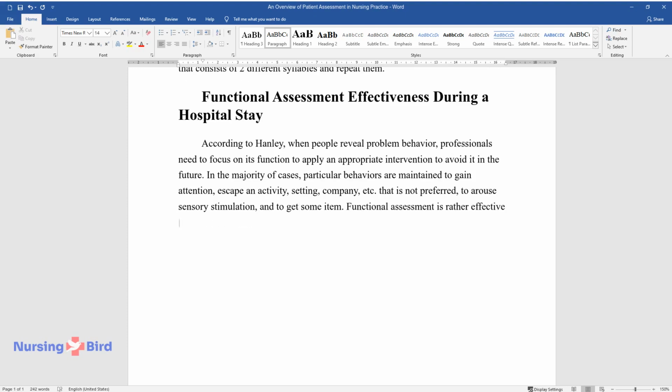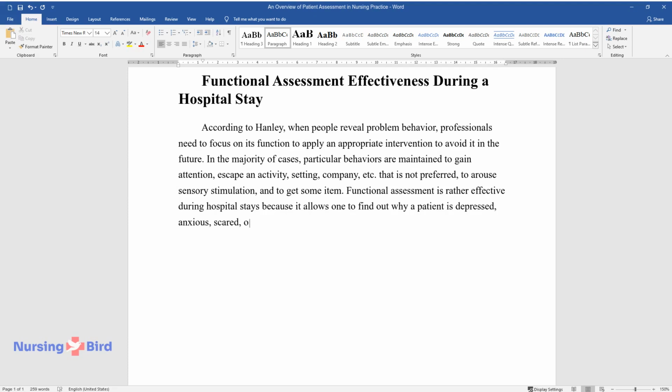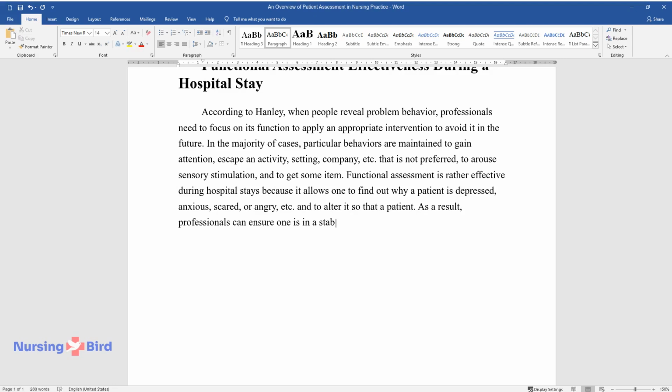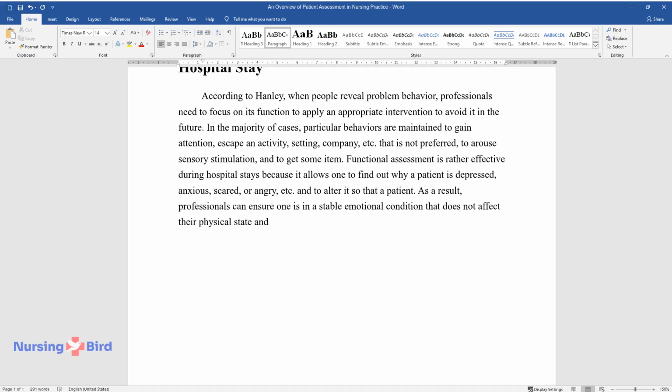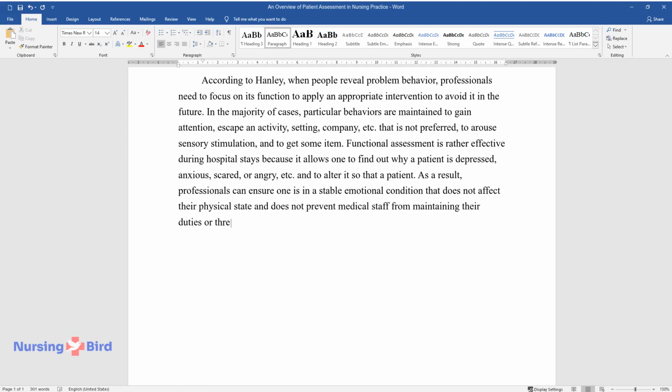Functional assessment is rather effective during hospital stays because it allows one to find out why a patient is depressed, anxious, scared, or angry, etc. and to alter it. As a result, professionals can ensure one is in a stable emotional condition that does not affect their physical state and does not prevent medical staff from maintaining their duties or threatening other clients. It also allows us to find out the needs of a patient.